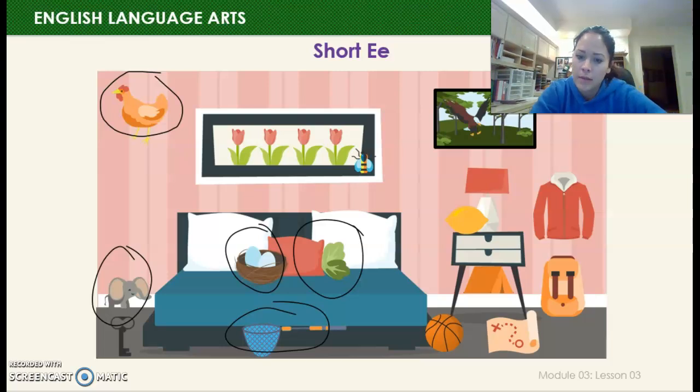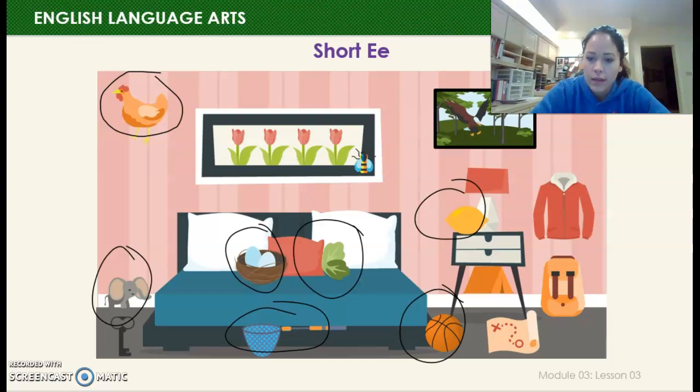Now, I said ball before, but I'm wondering if it's because this is a basketball. Do you hear et, basket? I think you're right. Basketball. Oh, that's a giant lemon sitting in there. Would that lemon have eh? Good job. What about jacket? Jacket. When you hear et at the end, do you hear eh? I do.